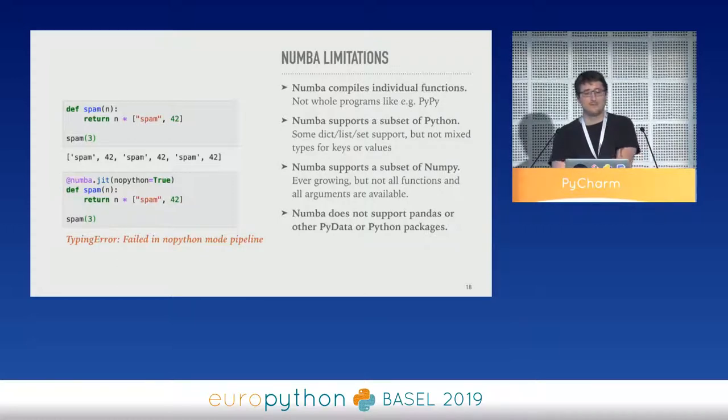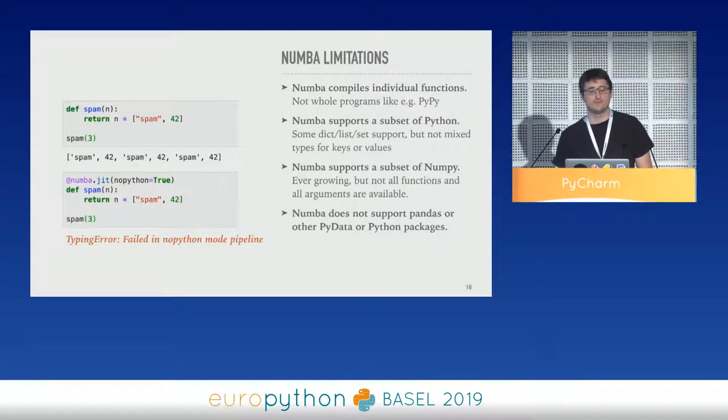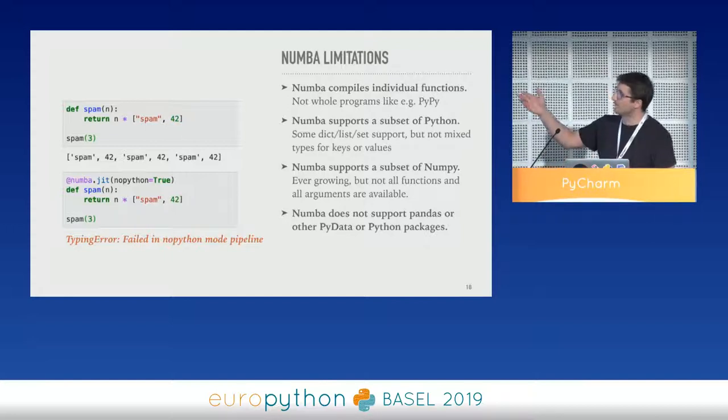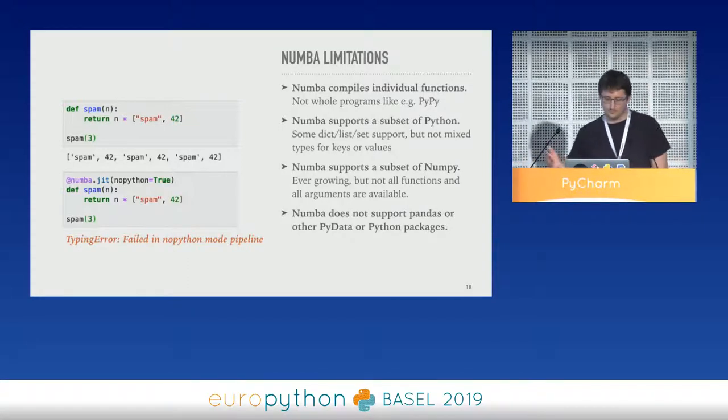What are the limitations of Numba? Numba compiles individual functions. It does not compile whole programs like PyPy. Numba only supports a subset of Python. It has some support for dictionaries, lists, and sets, but you cannot have mixed types of keys and values. Some Python data structures just cannot be efficiently processed and translated to machine code. You see an example of this on the left side, where I have a list with mixed data types of a string and an integer. And actually, Numba is not able to compile this to efficient machine code, and what you get is a typing error if you try this.